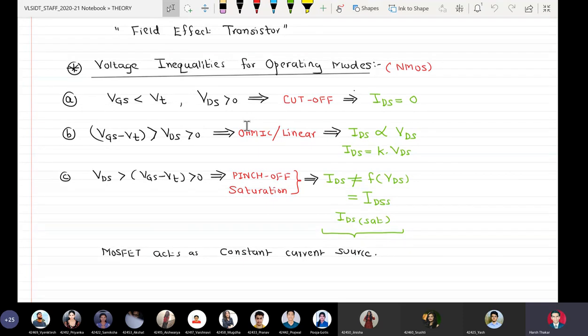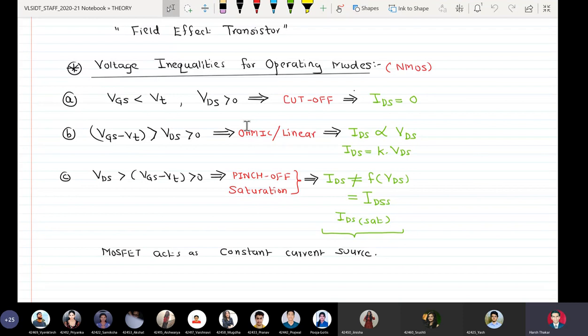The third case is the reverse of the case number 2. Here VDS is greater than VGS minus VT is greater than 0. The device is said to be operating in pinch off region or saturation region. Usually I recommend students not to use the word saturation for a MOSFET because saturation region also exists in a BJT. Better is pinch off because pinch off effect is not present in BJT. That is why to differentiate between a MOSFET and BJT's operation, better to use the word pinch off.